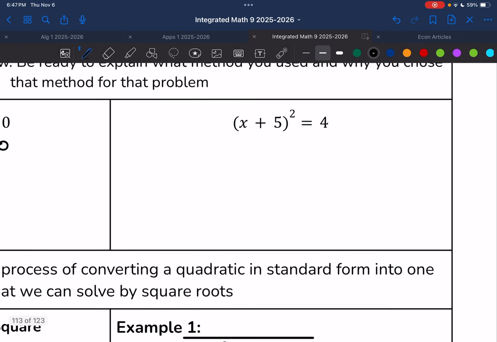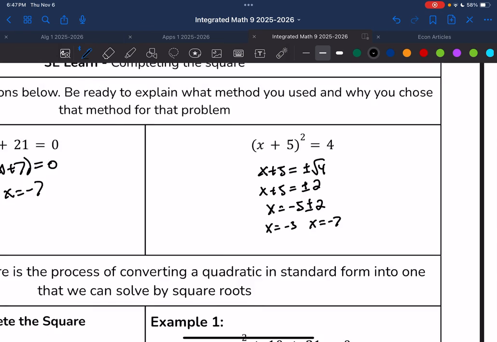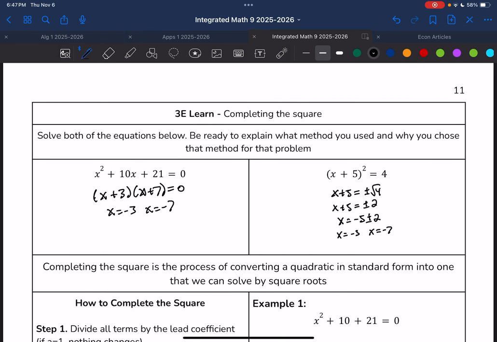If you do it this way, you can say x plus 5 is equal to plus or minus the square root of 4. It means x plus 5 is equal to plus or minus 2. Subtract 5 from both sides, and you get x is equal to negative 5 plus or minus 2. And if you do that out, negative 5 plus 2 is negative 3. Negative 5 minus 2 is negative 7. And you see, that actually gets to the same answer. And that's because these two equations are the same equation, just written in different forms.